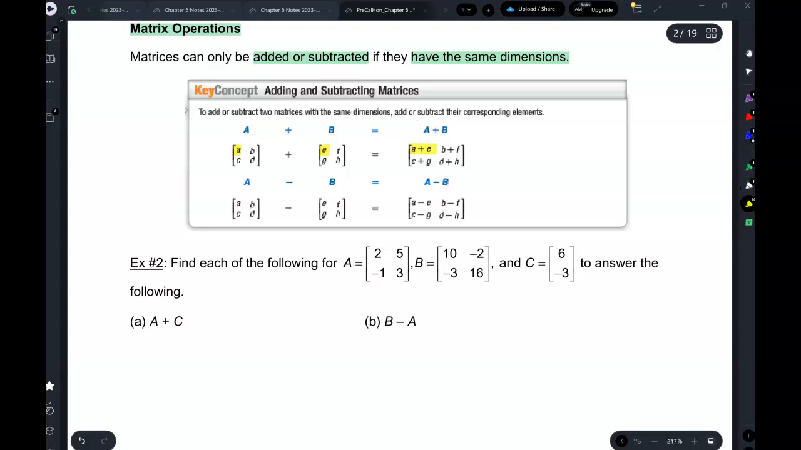Okay? So this is position 2, 1. You add it to its corresponding position. You put it in there. And then subtracting is the same. So why don't we do one?